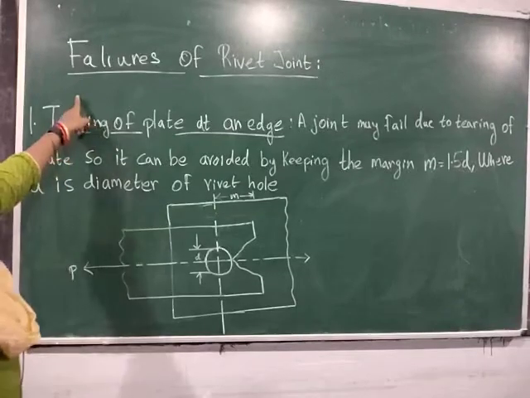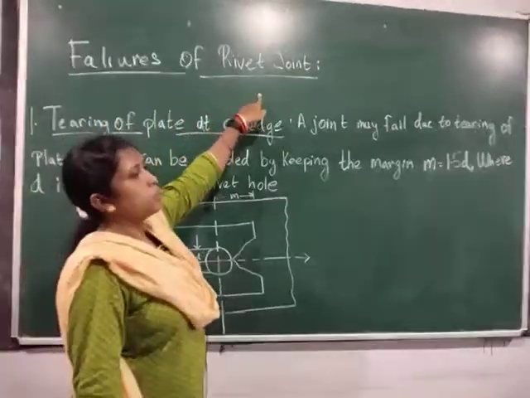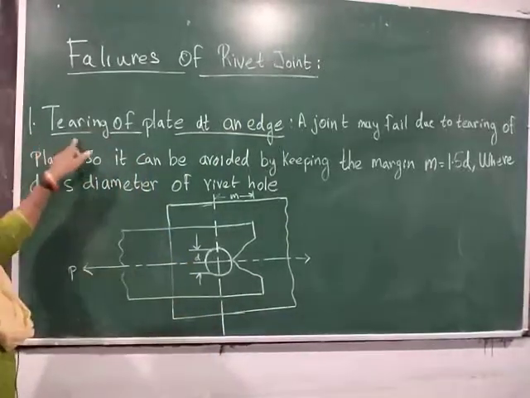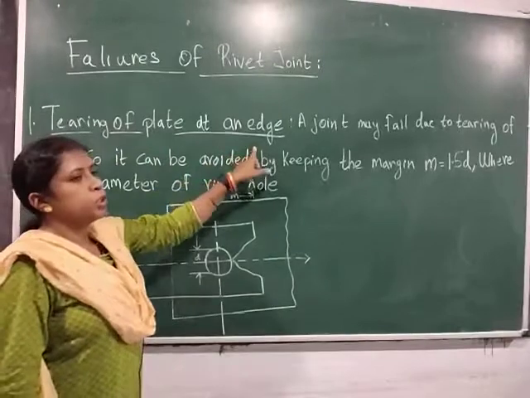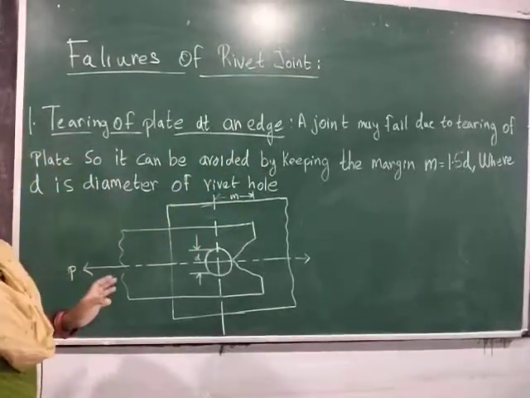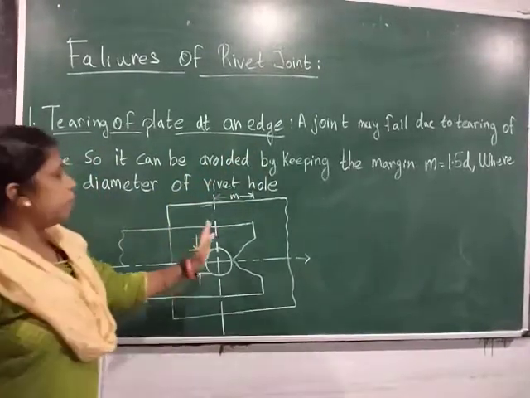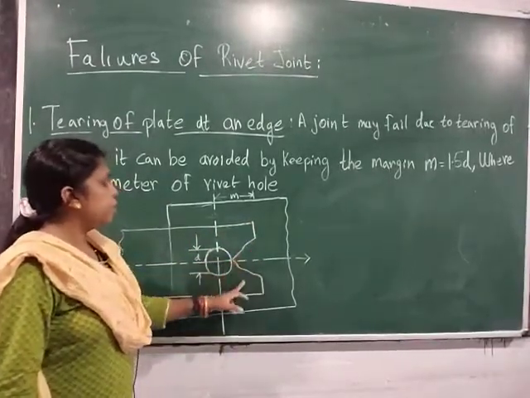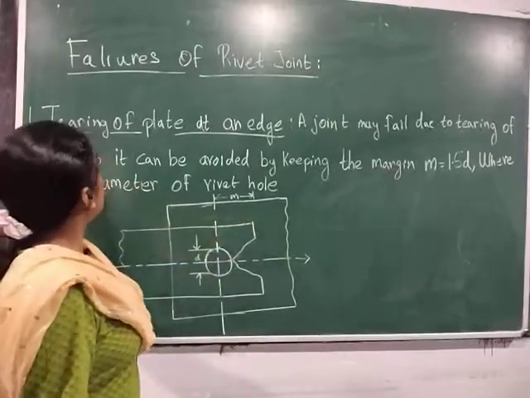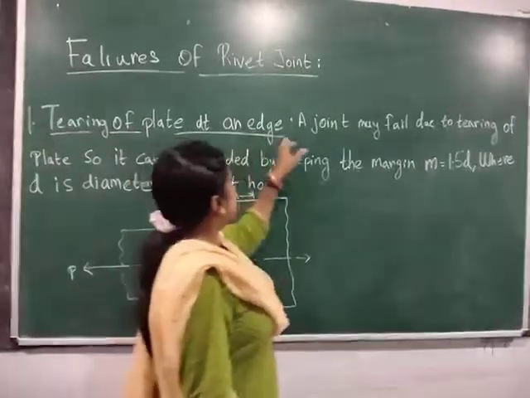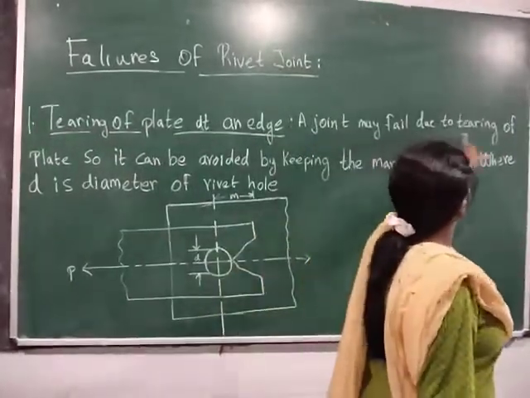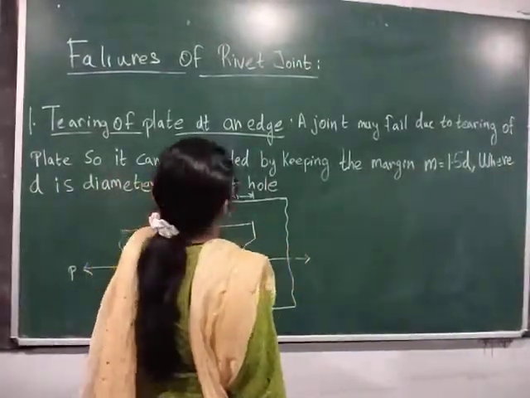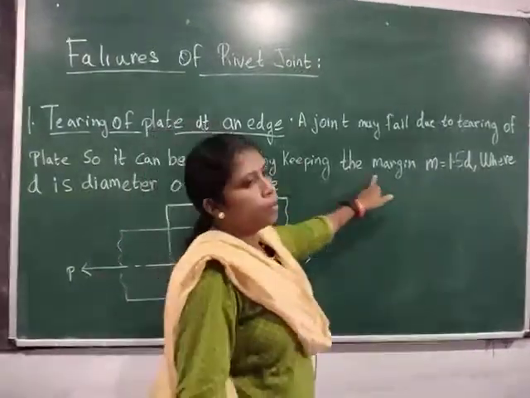Now we will read failures of riveted joint. So there are different failures of riveted joint. First is tearing of plate at the edge. To avoid tearing at the edge, we should keep a minimum margin to avoid tearing of a plate. So this is the minimum margin. A joint may fail due to tearing of plate, so it can be avoided by keeping a margin.